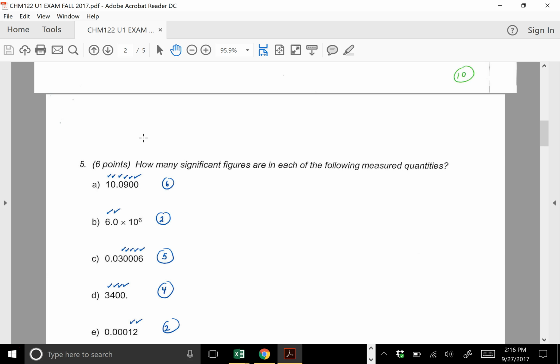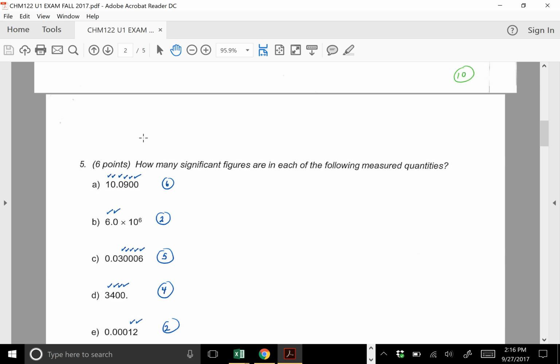For E, what's the correct relationship between meters and micrometers? Micro means 1 millionth of, and I prefer to put it this way: 1 meter is exactly equal to 1 million micrometers. Micrometers and microns are the same thing.